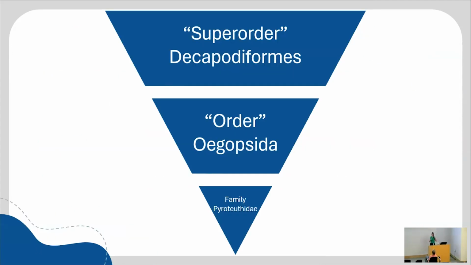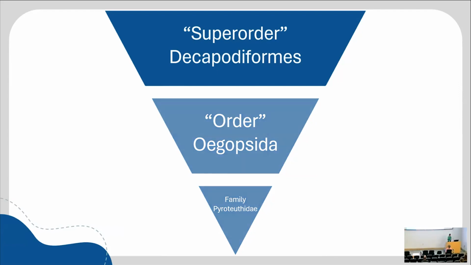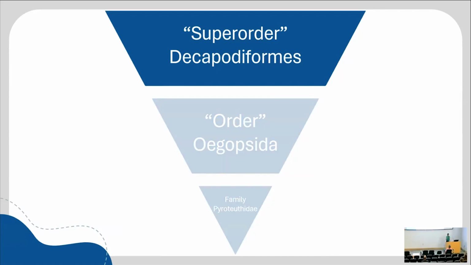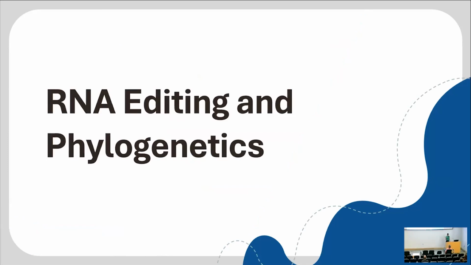So my dissertation is structured kind of hierarchically, starting with the superorder Decapodiformes, our largest clade, moving to the order Egopsida, and followed by the family Pyrotoothidae. So we're going to start with the superorder Decapodiformes for our RNA editing and phylogenetics chapter.